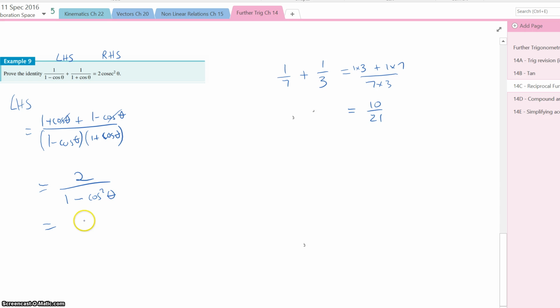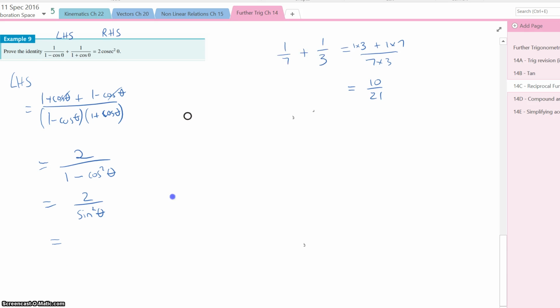1 minus cos squared theta is the same as sine squared theta. And 1 over sine squared theta is the same as cosec squared theta. And I've proved it. Sometimes we write QED, which I think is Latin. Can someone tell me what that means? Anyway, we ended up getting the left-hand side equal the right-hand side.